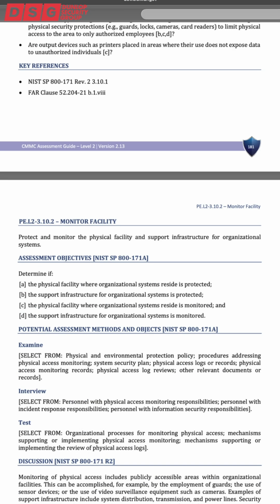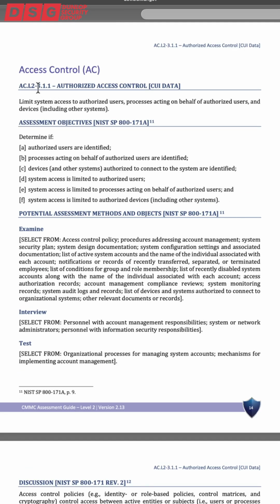Hopefully that makes sense. So going back to our first control, 3.1.1, here we have the title of the control, which is authorized access control, and then we have the control description, or control text, here: limit system access to authorized users, processes acting on behalf of authorized users, and devices, including other systems.